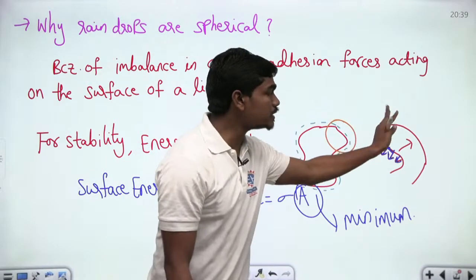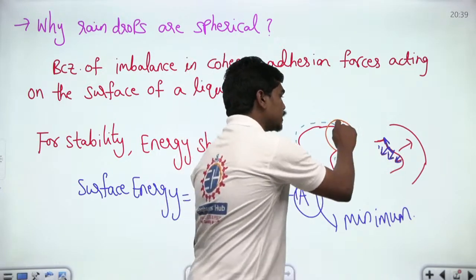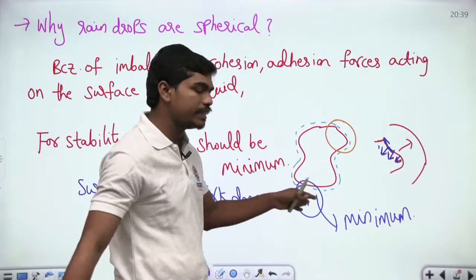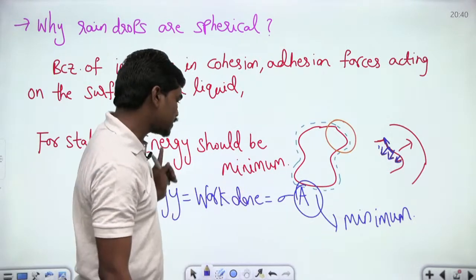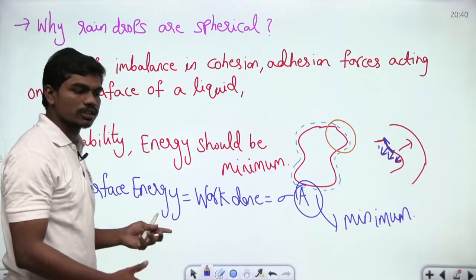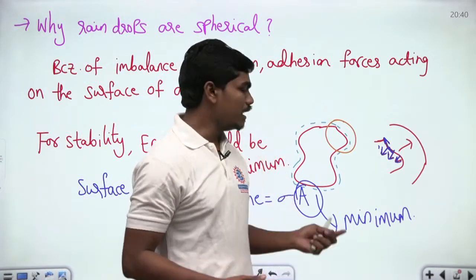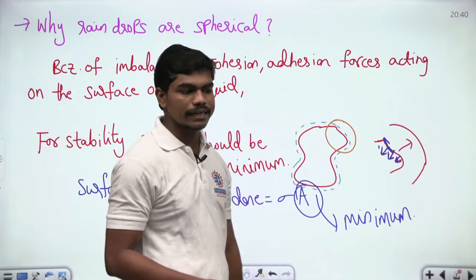This local stretching happens, and if you continue throughout the path, then for the whole solid the surface area has to be minimum, because the surface energy has to be minimum. For the stability of the system, the energy of the system has to be minimum, and that's why for minimum area of a given volume, you will get a spherical shape.